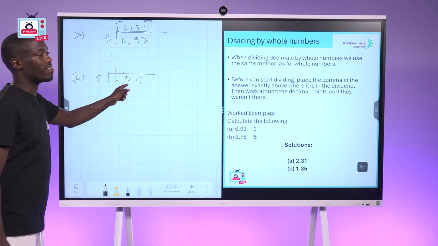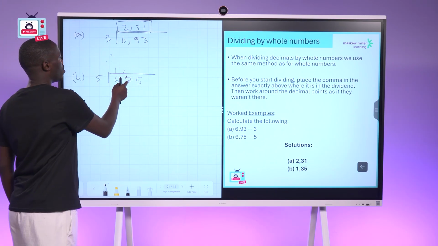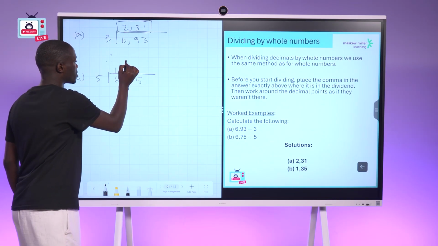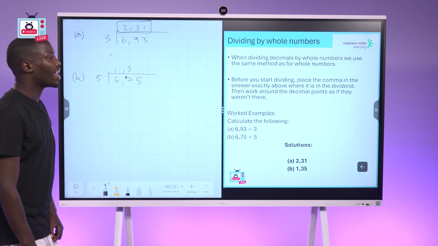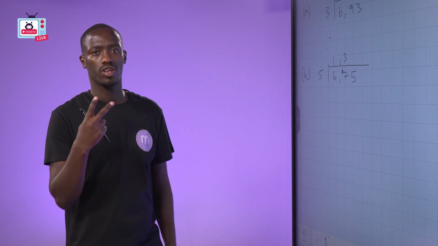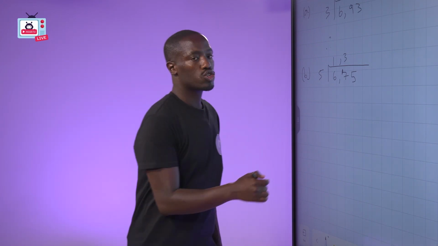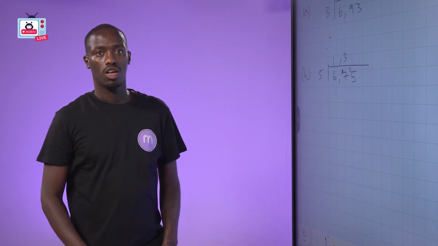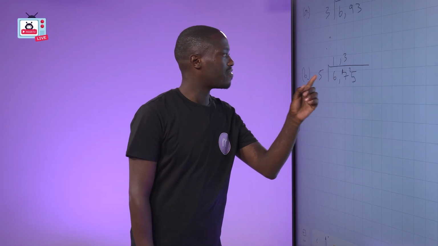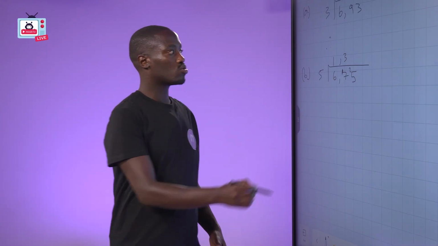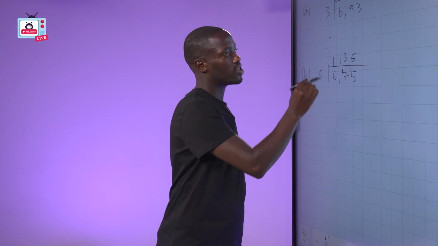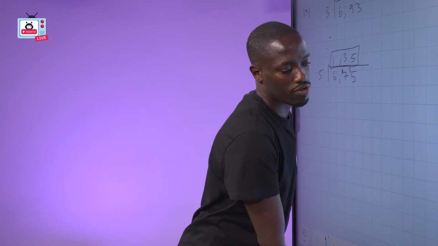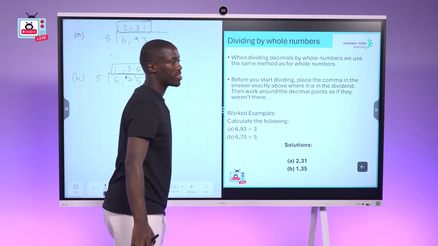Now you have 17. You ask yourself, what is 17 divided by 5? 17 divided by 5 is 3. But then again, we are left with a remainder of 2. And then what do you do with that 2? You carry over to the next digit. You ask yourself, 25 divided by 5. That will give you a 5. So that means 6.75 divided by 5 will be 1.35.